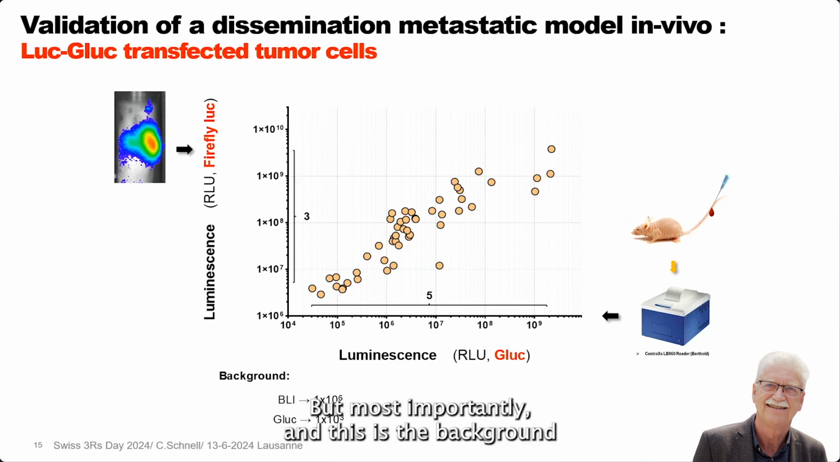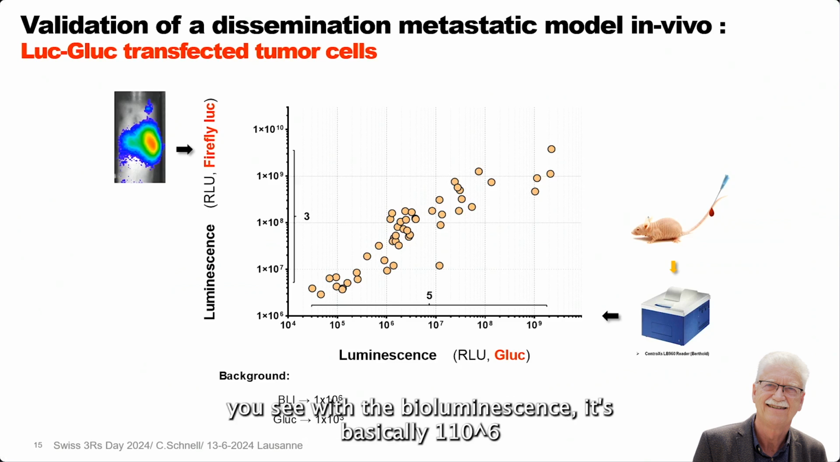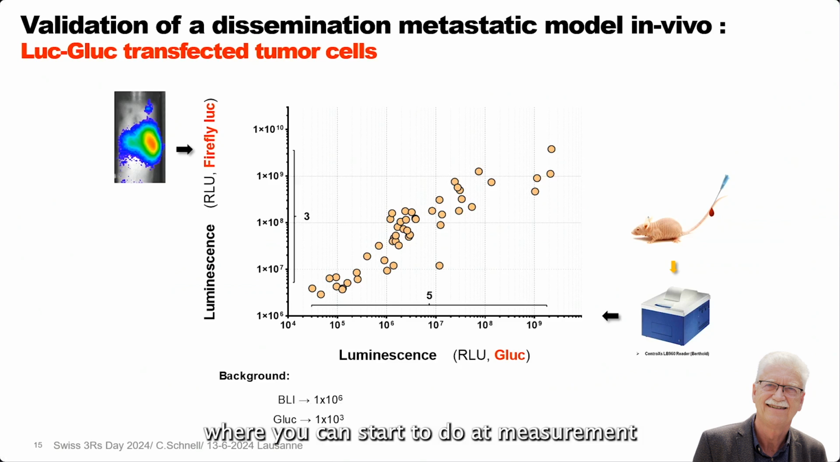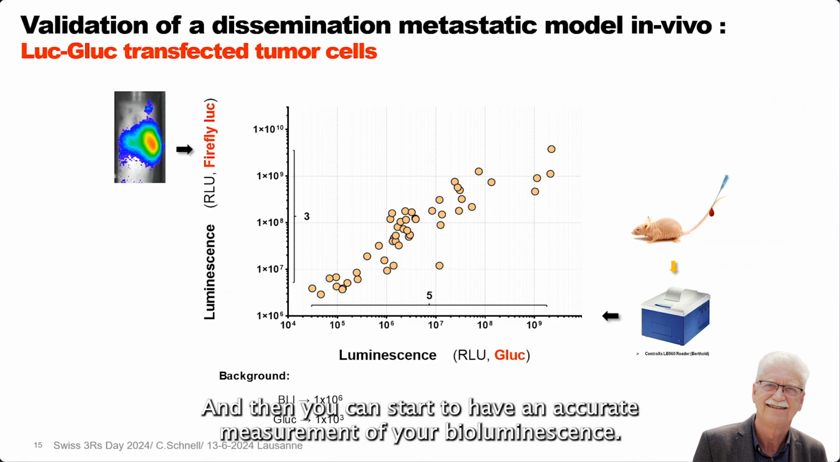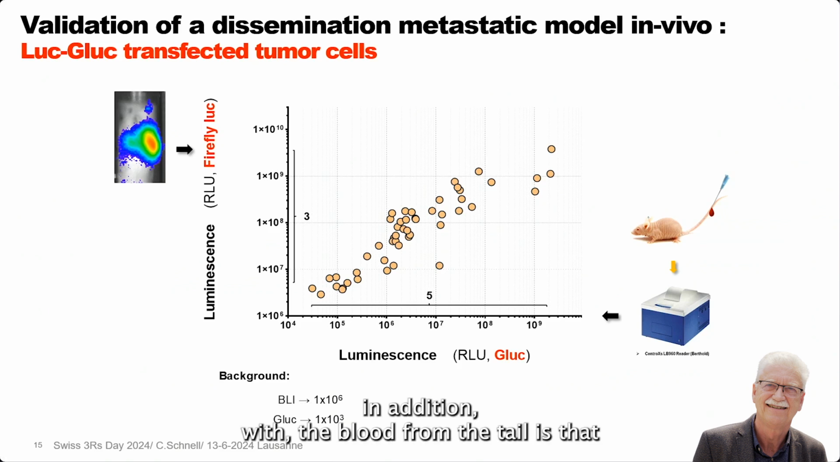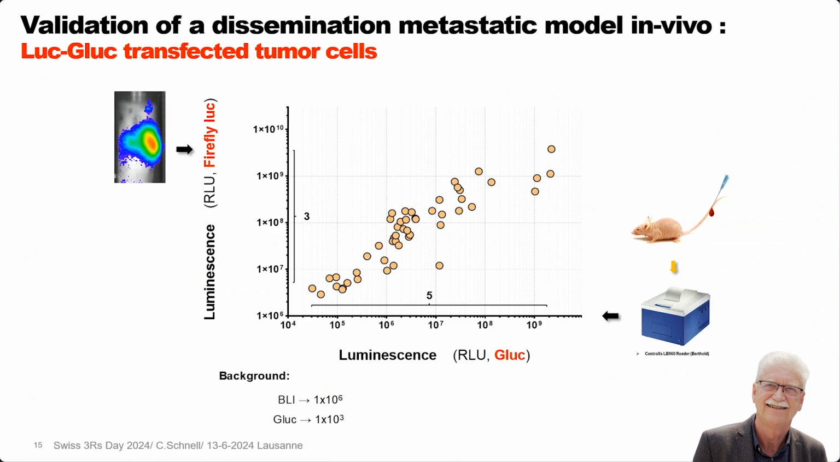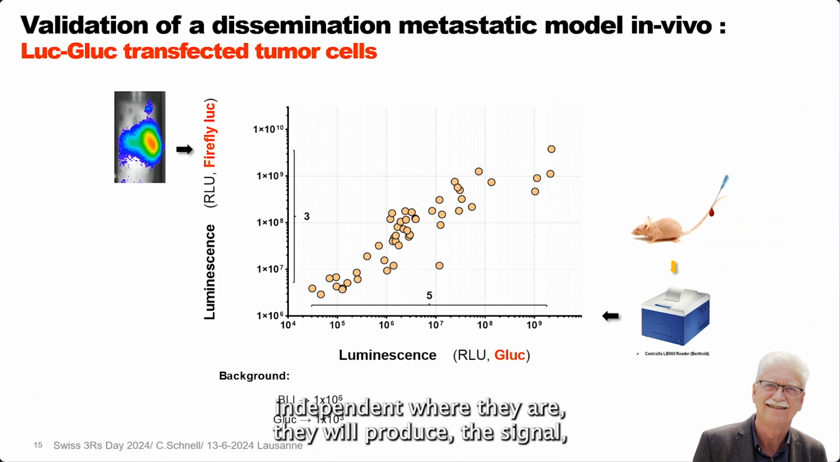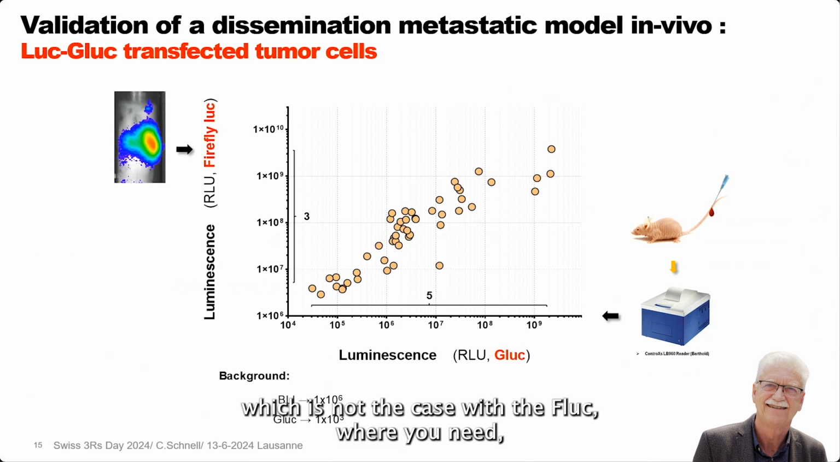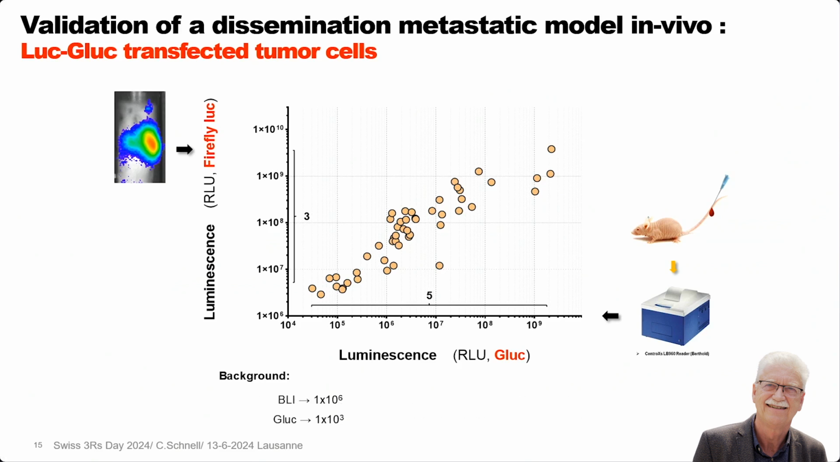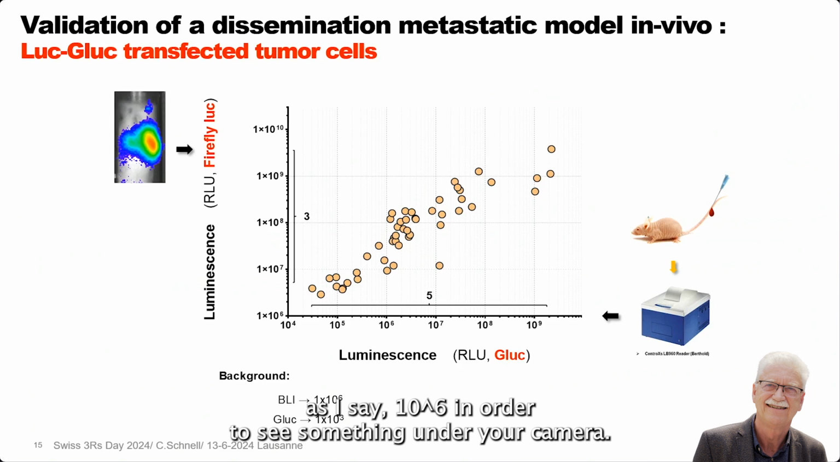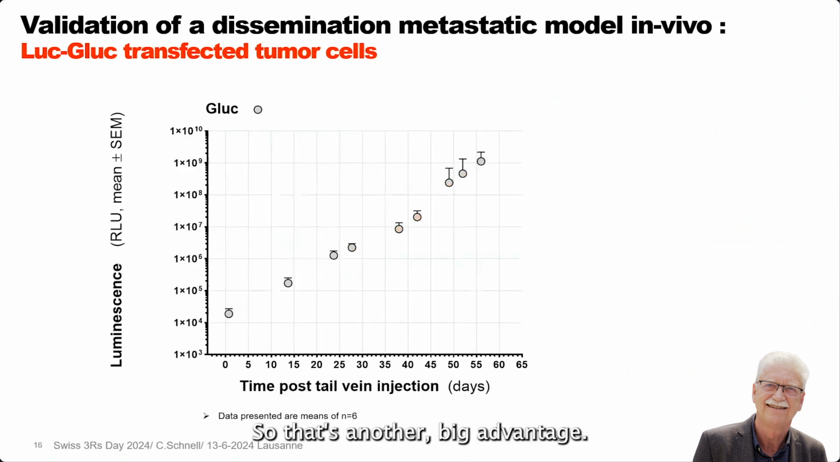So you have a much bigger dynamic range to follow. But most importantly, regarding the background: with the firefly bioluminescence, it's basically 1/10⁶ where you can start to do a measurement. With the GLUC, it's 1/10⁵. So it's basically 3 logs less, and then you can start to have an accurate measurement of your bioluminescence. The beauty, in addition, with the blood from the tail is that it will reflect all the metastases in the body, independent of where they are. They will produce the signal, which is not the case with the FLUC, where you need, as I say, 10⁶ in order to see something under your camera. So that's another big advantage.